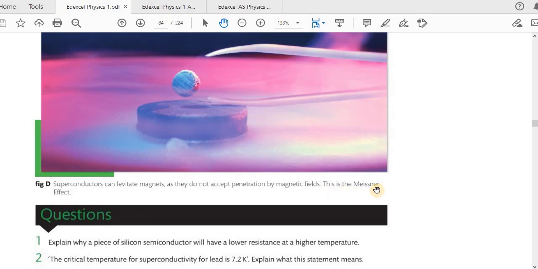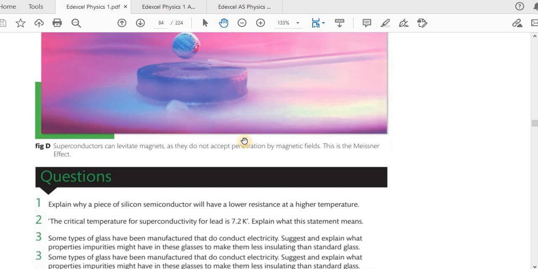So what is the Meissner effect? Superconductors can levitate magnets. Why? Because they do not accept penetration by magnetic fields. Superconductors, we can say, do not accept penetration by magnetic fields. As a result, they levitate magnets near them. This effect is called the Meissner effect.